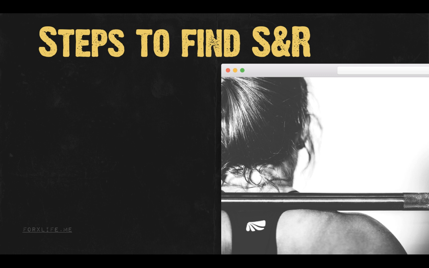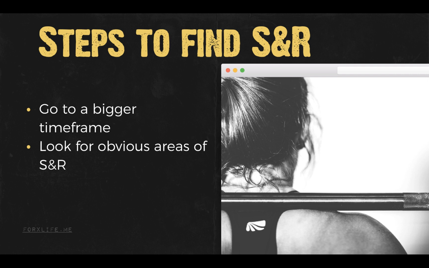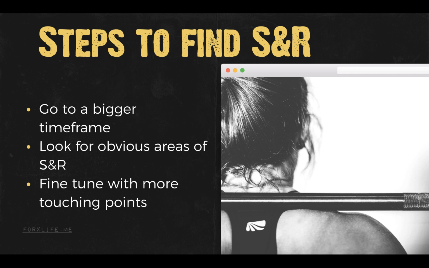I will show you the steps to find support and resistance. So first of all, go to a bigger time frame. I normally start with the monthly and then go from there because if you find a support or resistance in the 15-minute charts, it's not really going to be relevant. I will show you now with examples, of course. And now, of course, look for obvious areas of support and resistance. That's the second step. I know that sounds obvious, but first you need to let your eyes and your common senses guide you to find support and resistance. And then you will fine tune with more touching points in lower time frames.